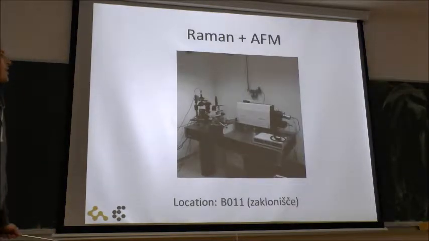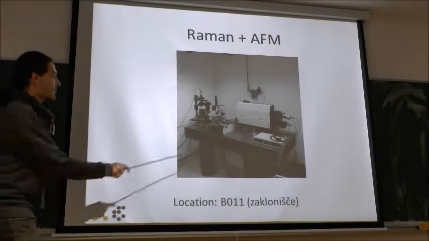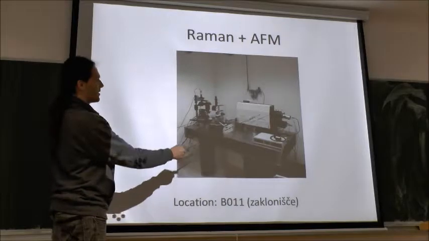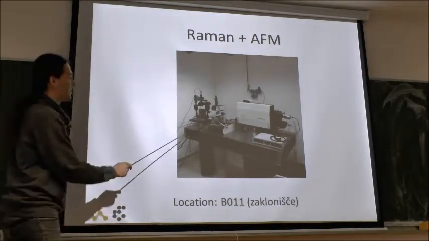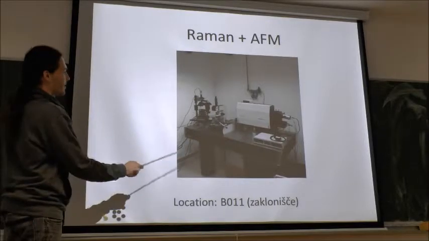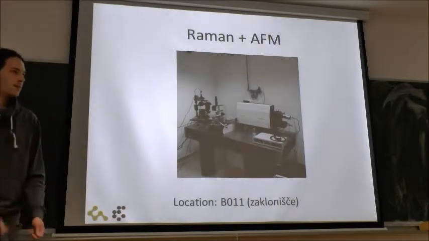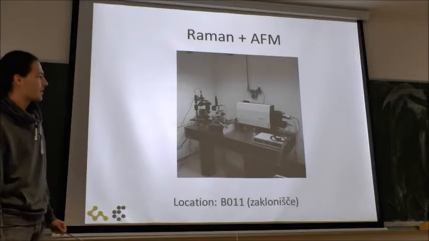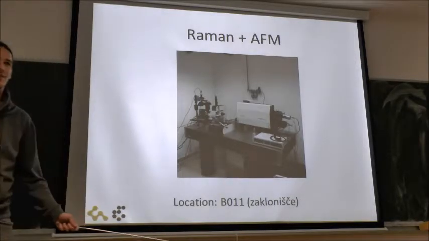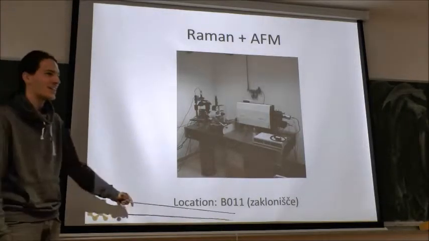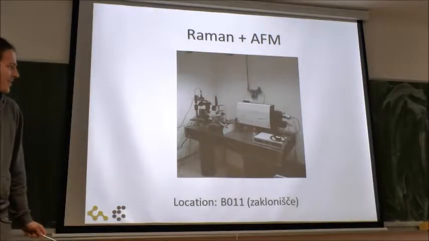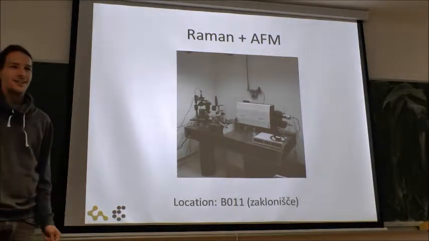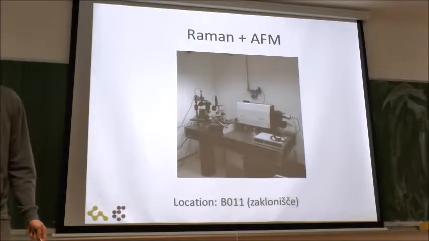Now I will come to the combination of Raman and AFM. Here's the system. You already know this part. Here is the part with the AFM, and this is the spectrometer that is used. The equipment is located in the shelter, but we will go there later to see the equipment for those who are interested.